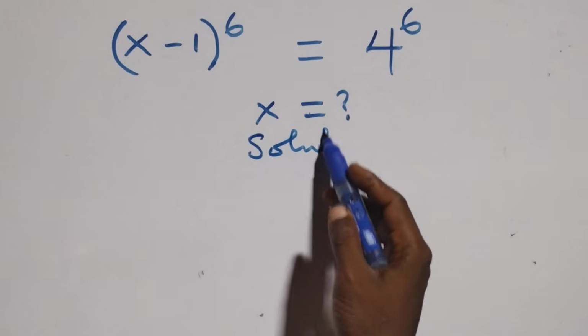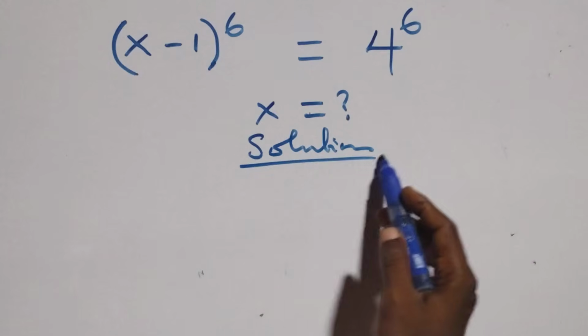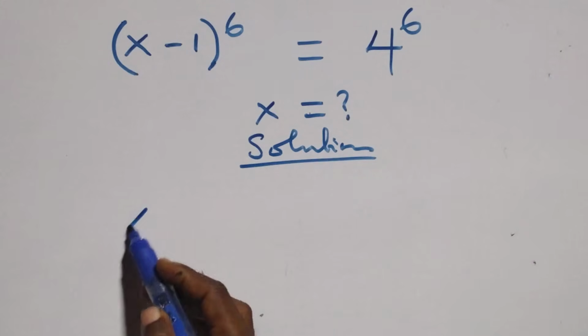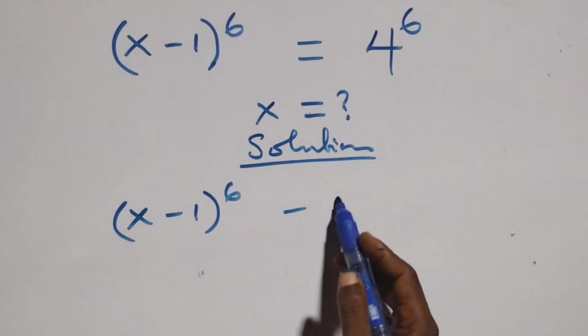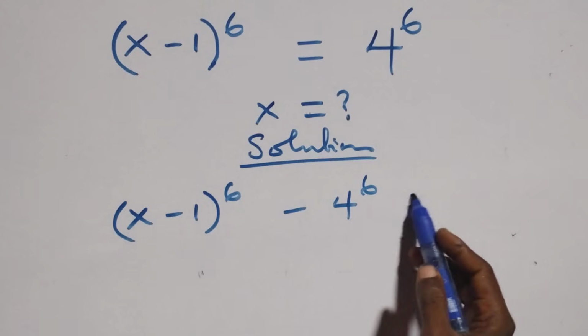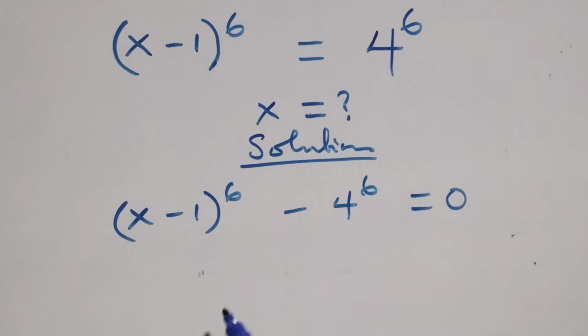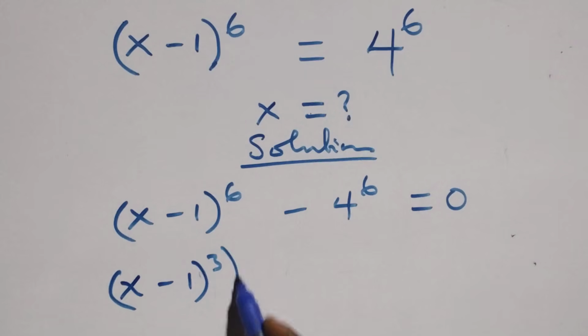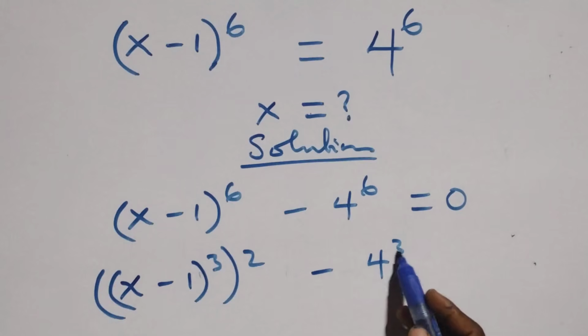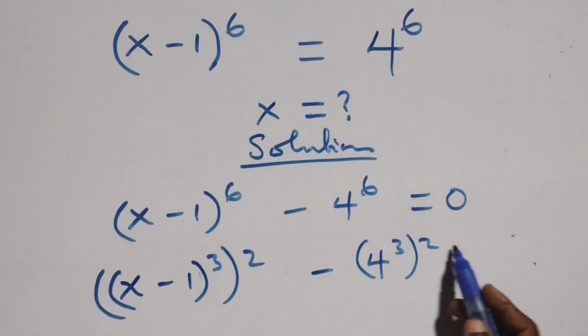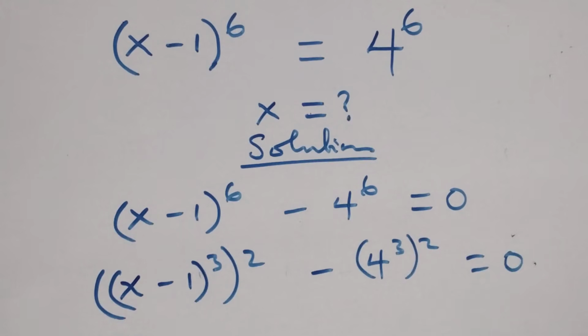Solution from here. And what we have here, we take 4 raised to power 6. The left hand side we have (x minus 1) all raised to power 6 minus 4 raised to power 6 equals to 0 here. This we can write as (x minus 1) all raised to power 3, then all raised to power 2, as 2 times 3 here gives us 6, minus also we have (4 raised to power 3) all raised to power 2 equals to 0 here.